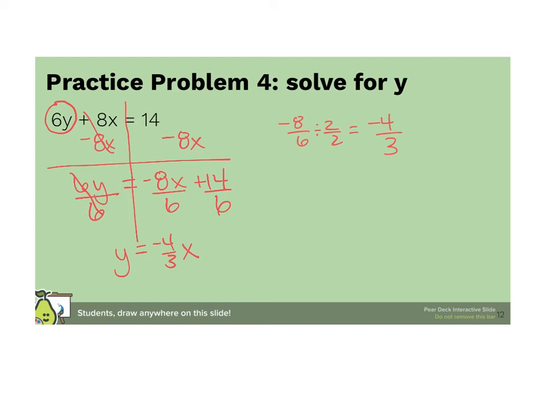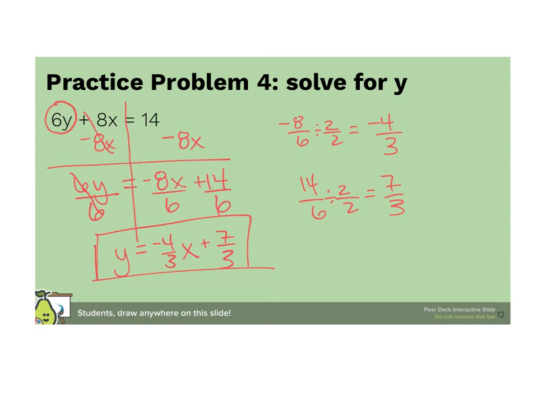Same thing for 14 and 6. 6 doesn't go into 14 evenly, but because they're both even numbers, I can divide by 2/2 to get 7/3, and it's positive. So y equals negative 4/3 x plus 7/3. Final answer.